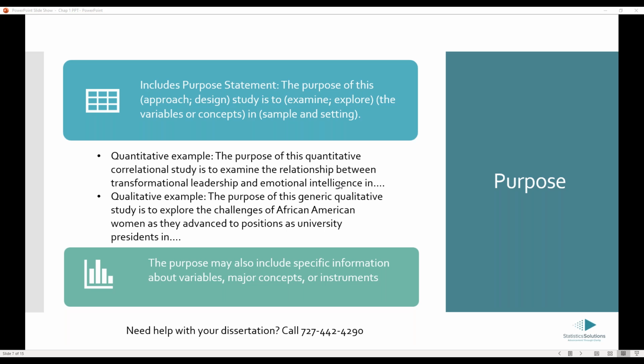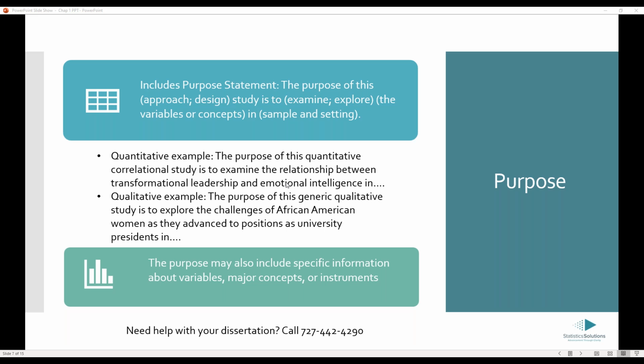And those terms can be a little general most of the time. But then you're very concrete about what your specific variables are, what the specific concepts are that you're going to study. So here are some examples. I have a quantitative example. The purpose of this quantitative correlational study is to examine the relationship between transformational leadership and emotional intelligence. And usually you go on and say, in your specific population, right? Whatever your specific population or the participants you're looking at.